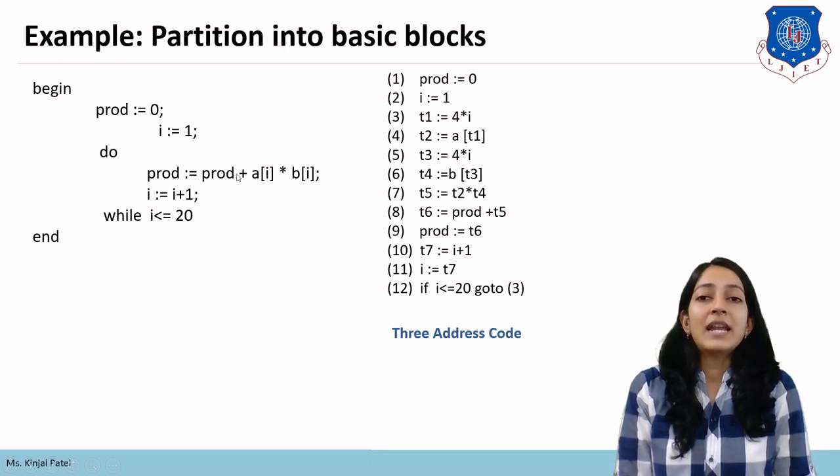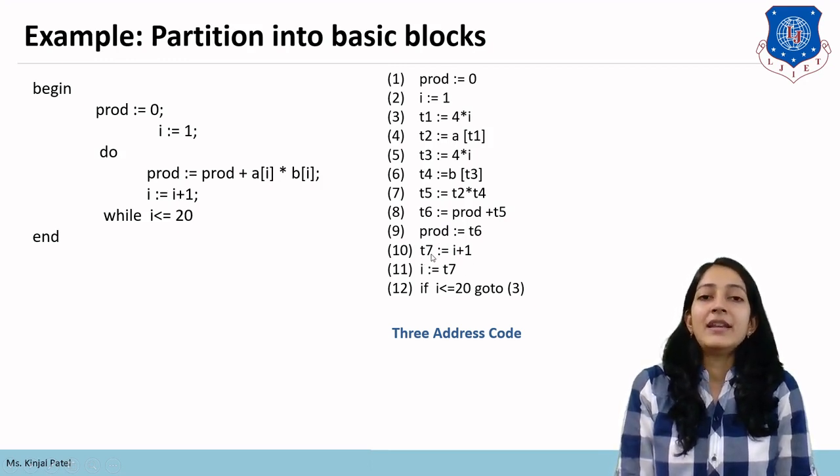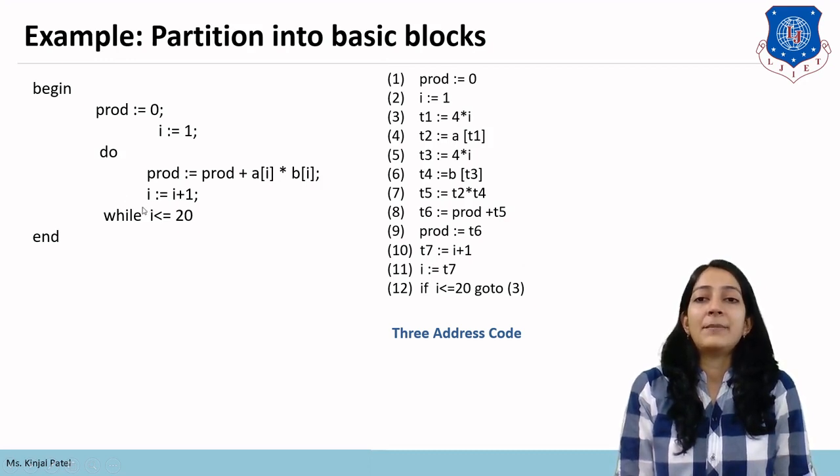Now we want to assign this T6 value to the production variable. So production equals T6. Now T6 has been stored in the production value. Okay, now next is I equals I plus 1. So I plus 1 will be stored in one temporary value T7, and now we will assign that T7 to I, which is the left hand side of I plus 1.